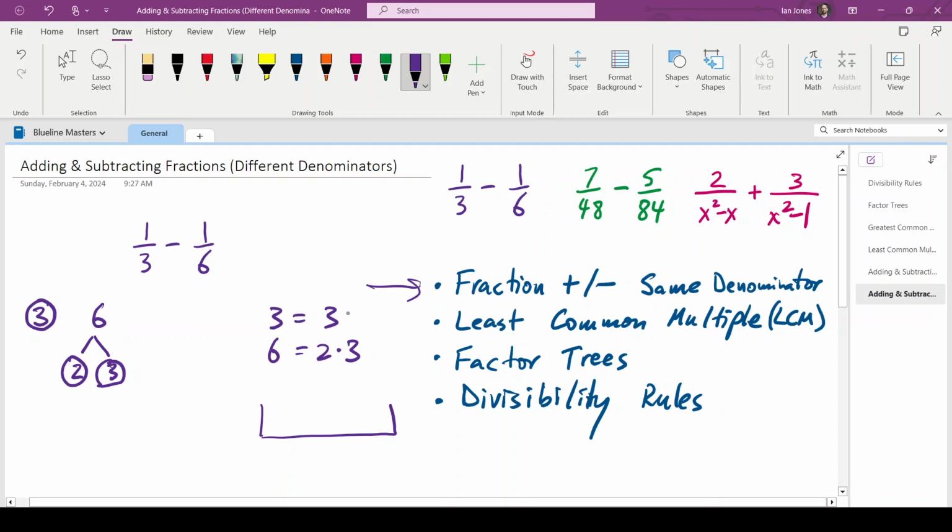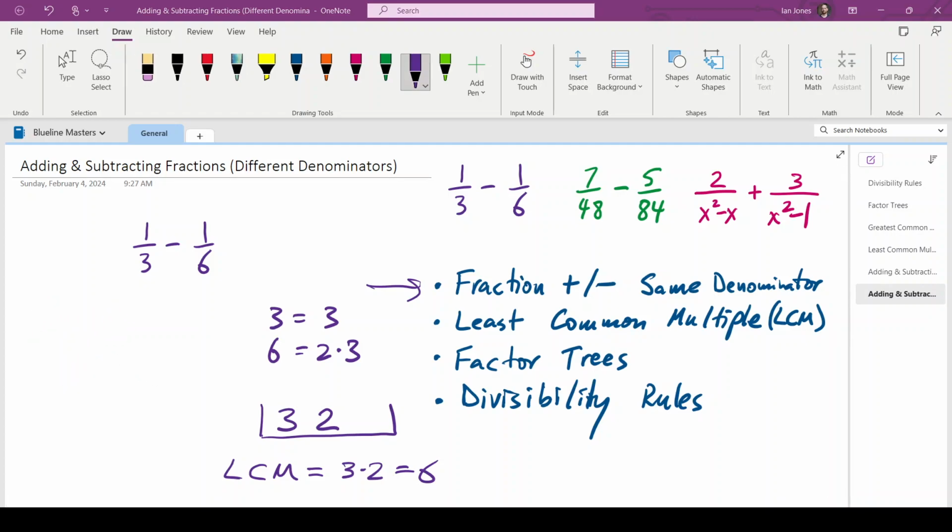Okay, well, to make a 3, we need a 3. That's pretty obvious. We don't need anything else to make a 3 because 3 is already prime. That's all you need. To make a 6, we need a 2 and a 3, so we add a 2 to our basket here. And the LCM then is 3 times 2, which is 6. All that's really telling us is that on our first step here, we want to have a denominator of 6 for both. That's what that's saying.